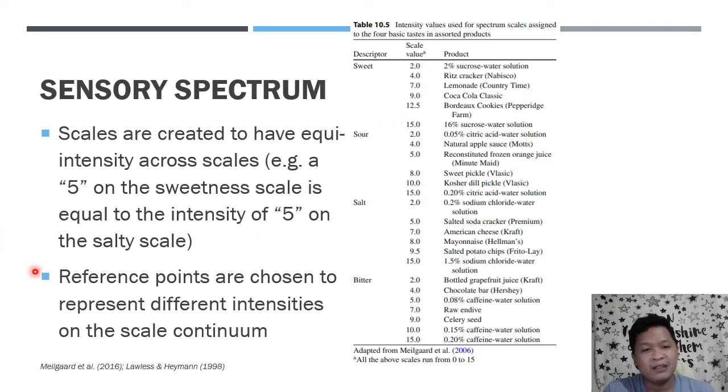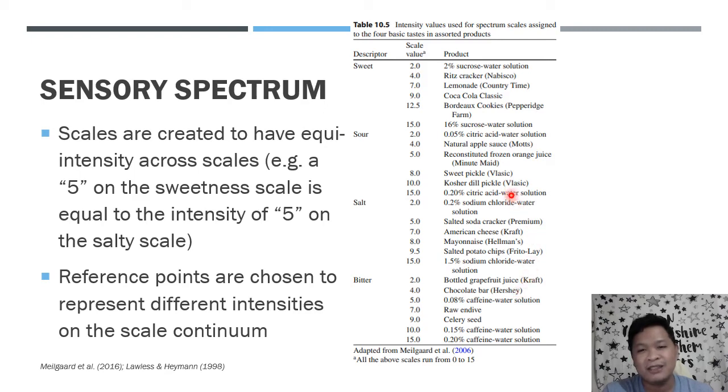Alright. How do they choose reference points? It's chosen based on how they represent different intensities. So if you look here, the sweet, for example, has 2, 4, 7, 9, 12.5. When you get to salty, you have 2, 5, 7, 8, 9.5, 15. The reference values are not the same because if you tested, for example, this Ritz Cracker and its score is really only a 4, I won't force it to be a 5 just to align with the salty scale, where 5 is the salted cracker. If it's really not, don't force it. That's why it doesn't look uniform. The references have different values.